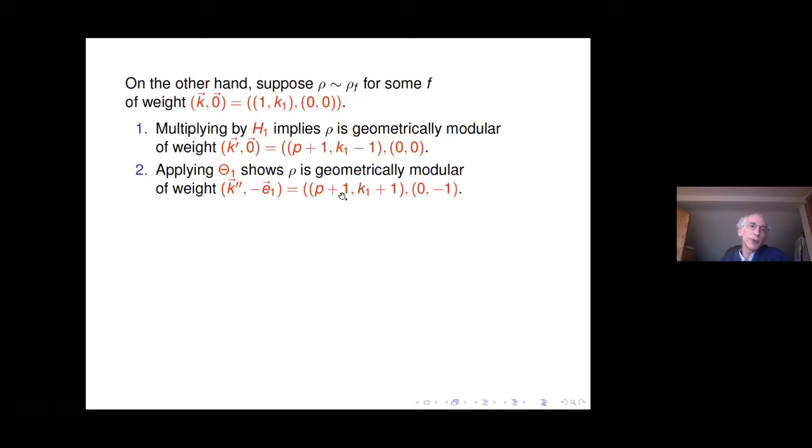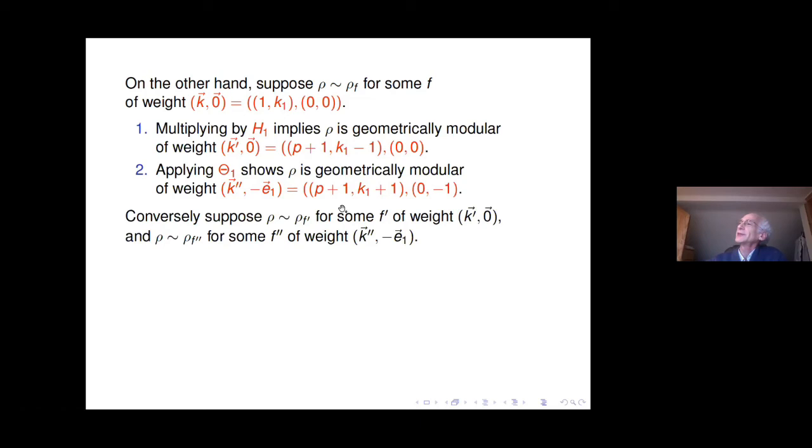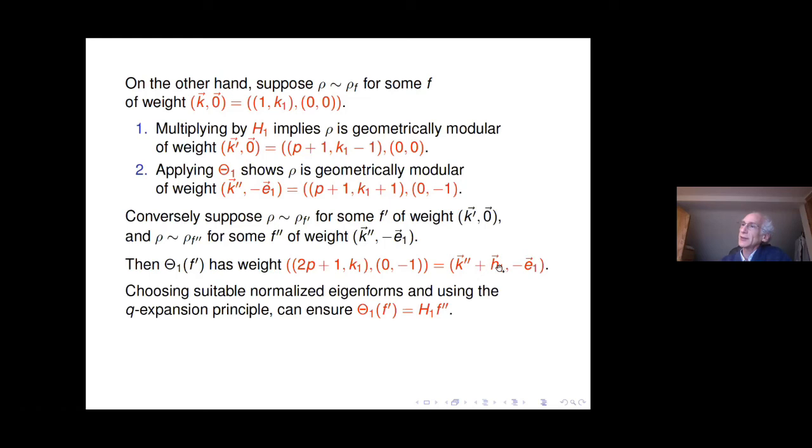And well, what about the converse? So suppose rho is geometrically modular of these two weights, and apply a partial theta operator to the form giving rise to the first of these weights. And what you find is the weight of the second of these forms shifted by a partial Hasse invariant. And if you're careful, you can even show that these forms have to be the same. So you can choose the forms to end up with the same one by choosing suitably normalized eigenforms.